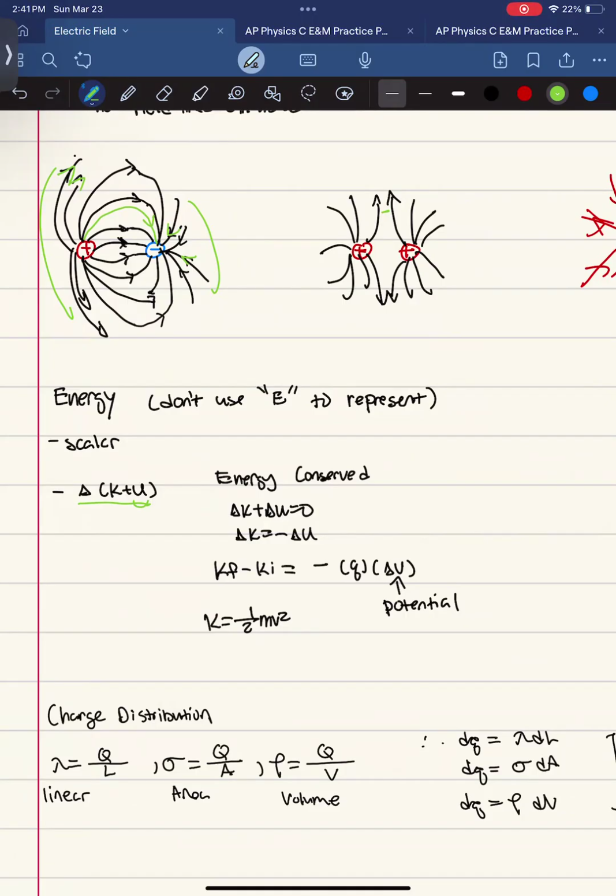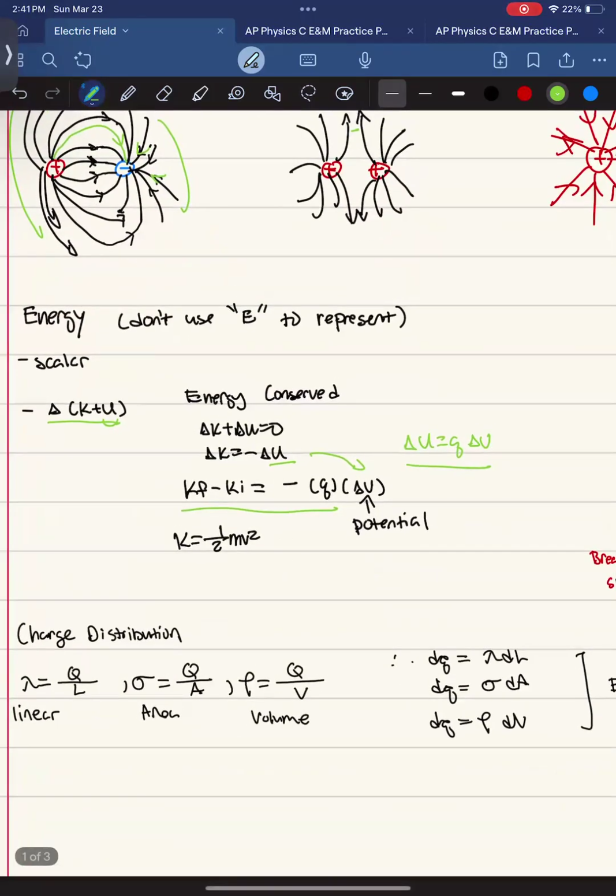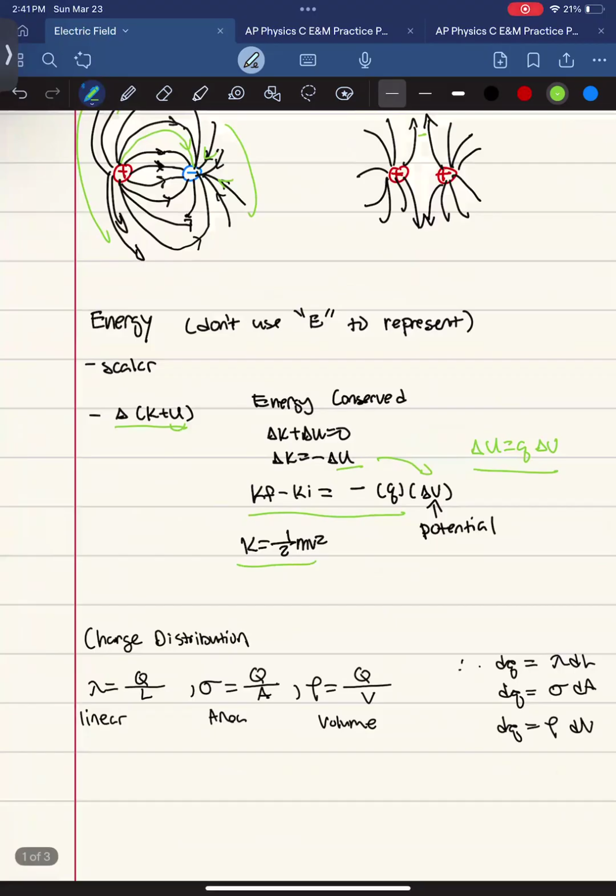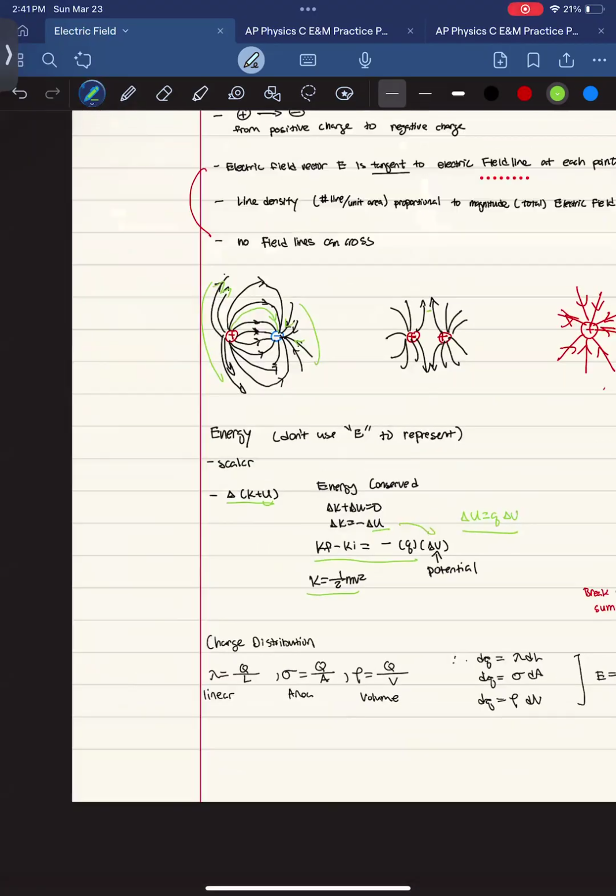Therefore, delta K equals negative delta U, and we get this formula. Here, how I went from delta U to delta V is delta U equals Q times delta V. Delta U is electric potential energy, but delta V is only the potential. There's a slight difference here, and I'll talk about it in a later class. And just a reminder, this is a formula for kinetic energy.